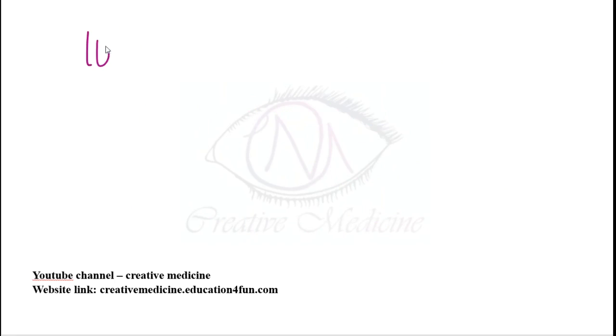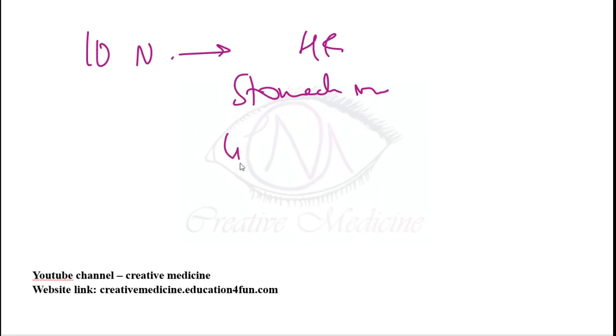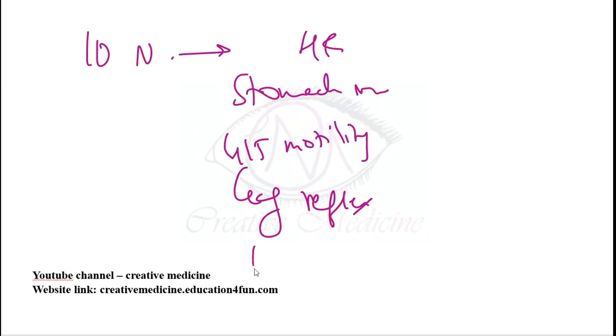The 10th nerve is important in controlling the heart rate. It controls the stomach motility. It also controls the GIT motility, that is, peristalsis is by the 10th nerve. It is also important for the gag reflex and the vocal cords. All these are controlled by the 10th nerve.